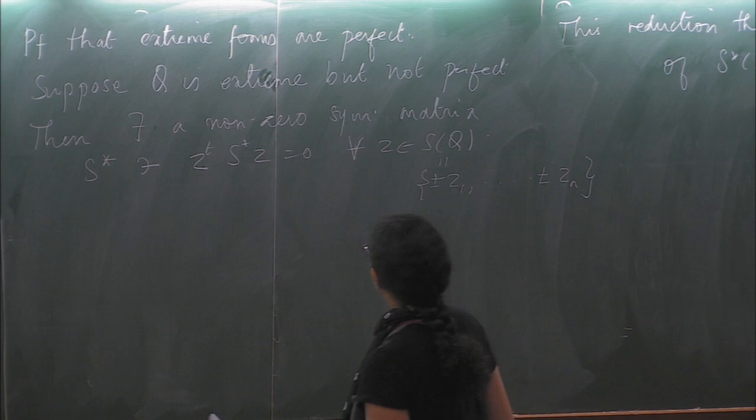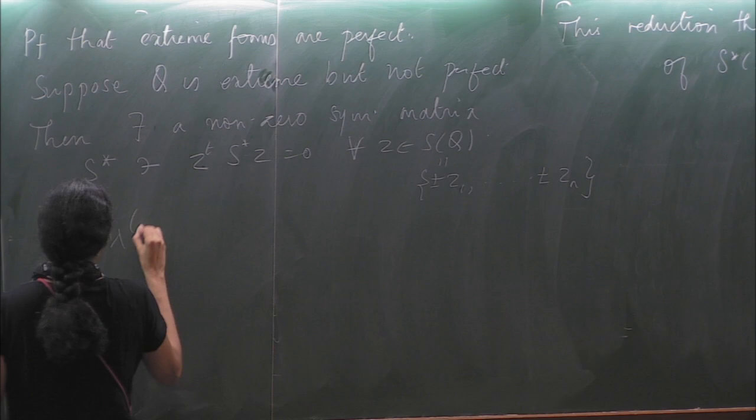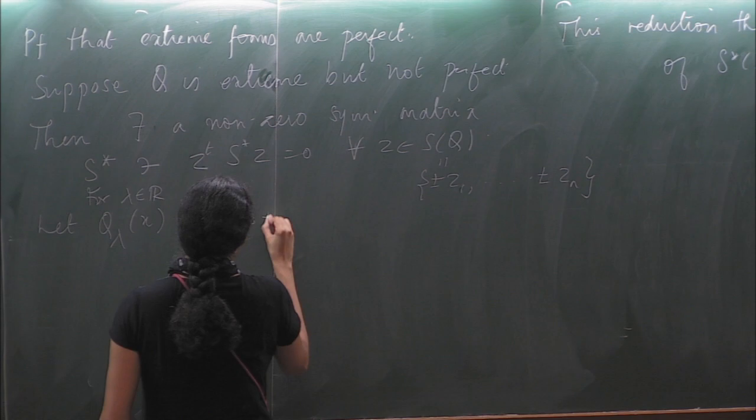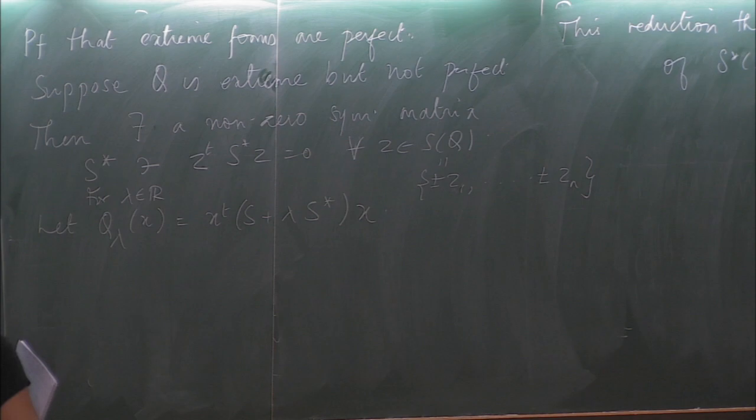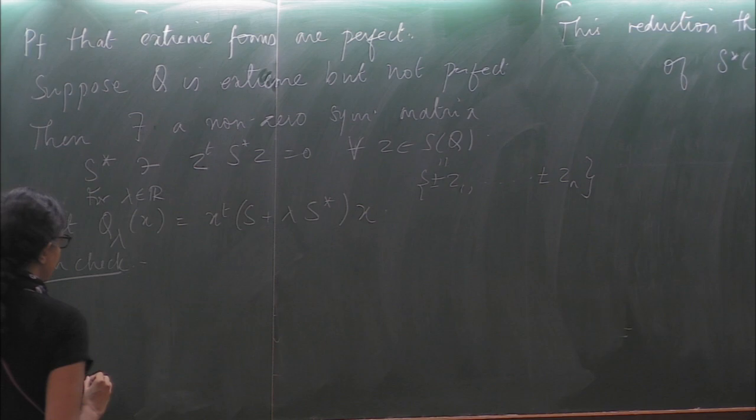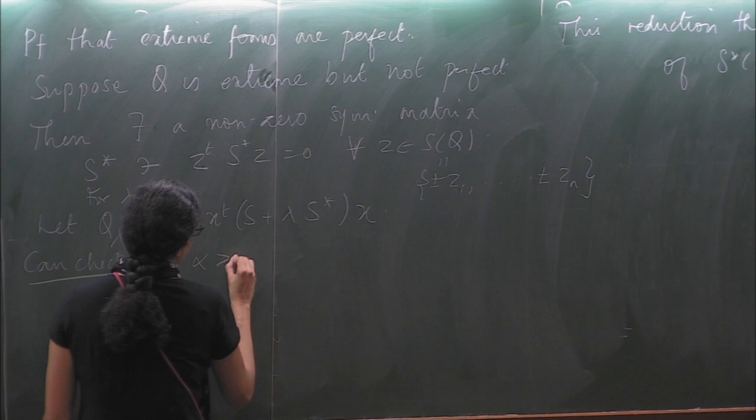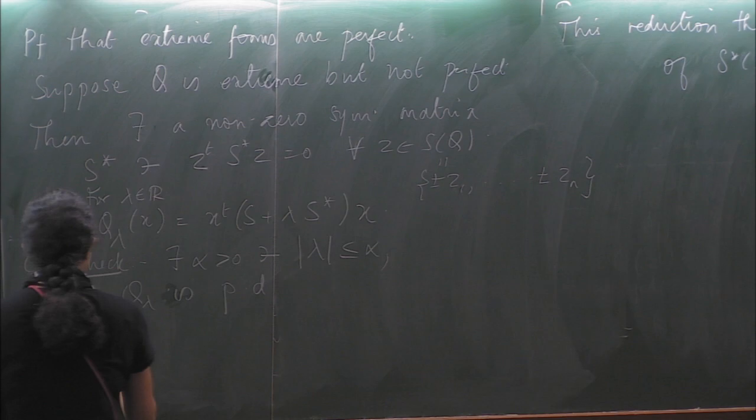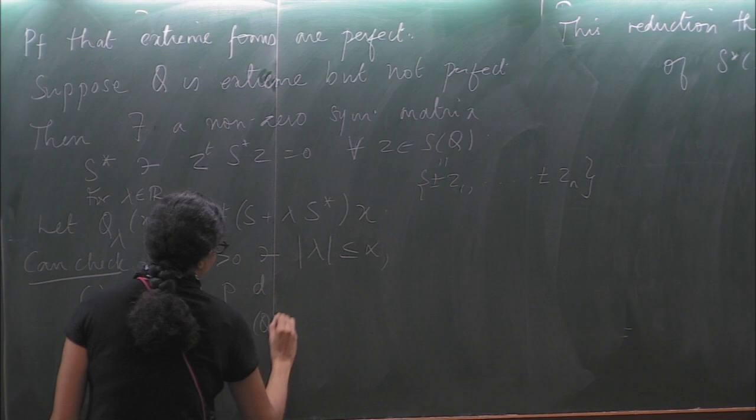For lambda in R, let Q lambda of x be x transpose (S plus lambda S star) times x. So this is, I think, easy to check. Can check that there exists an alpha greater than 0 such that for all lambda less than or equal to alpha, Q lambda is positive definite, and M of Q lambda equals M of Q equals 1.